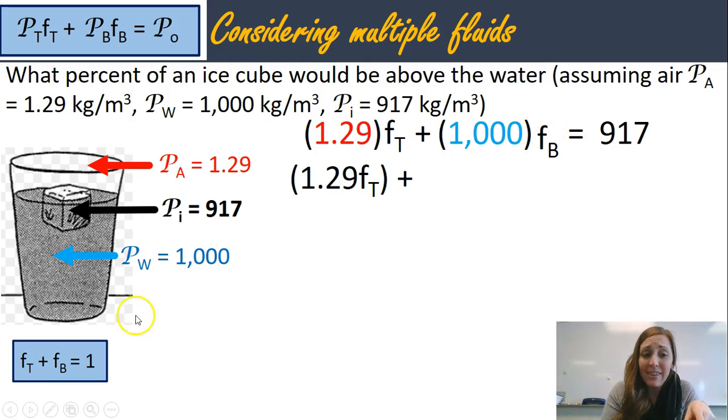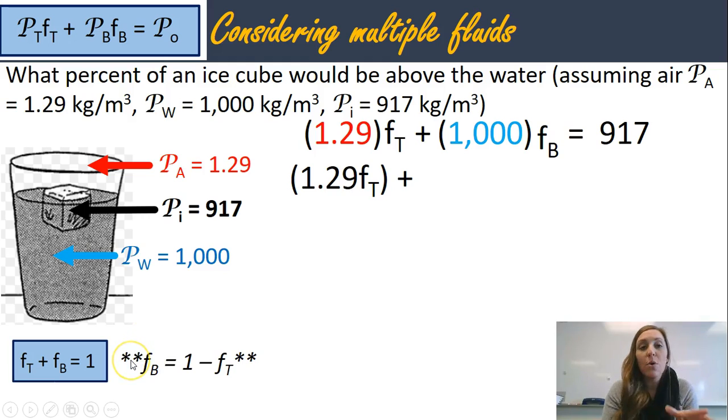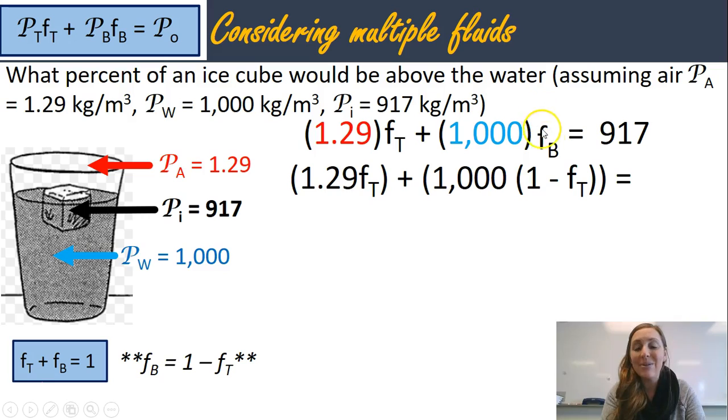So I'm going to do a little math, and I'm going to substitute in. So if I take away fraction of the top, so I solve for fraction of the bottom, that equals 1 minus ft. So I'm going to use that here instead of fb. Whichever one you're trying to get rid of, whether it's fraction top or fraction bottom, substitute it with 1 minus the thing you want, because they add up to 1. So this is still 1,000, but now instead of fb, I'm doing 1 minus ft, because that's the same thing as fb. And it still equals 917.